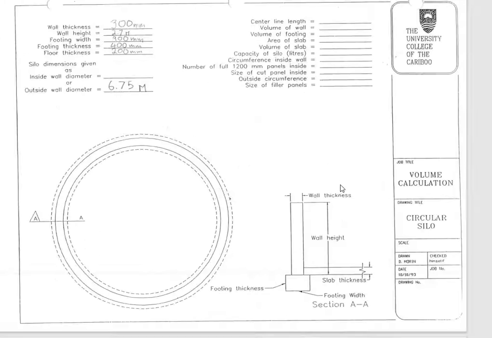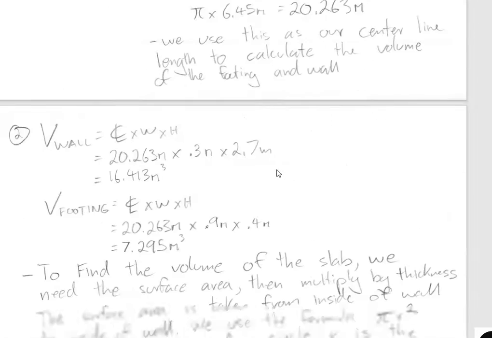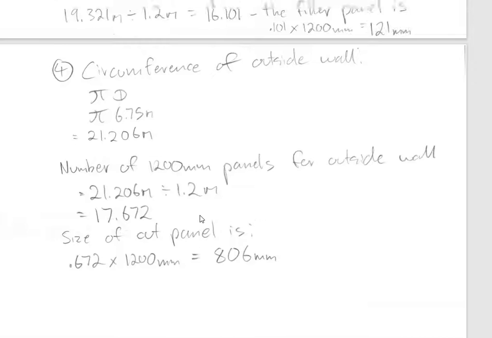The next question on here just asks for outside circumference. It's basically a repeat of this, but on the outside of the wall. So let's see here. Circumference of the outside of the wall will be that outside diameter multiplied by pi gives us this. Panels the same size, divide by the panel size, we get 17.627 panels, 17 full, and then the 0.672 multiplied by 1200 mil gives us the size of that last panel.